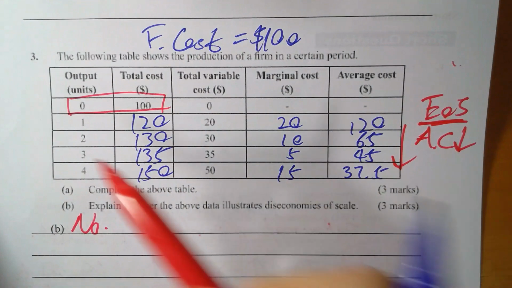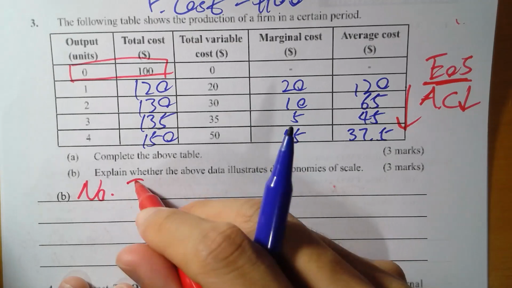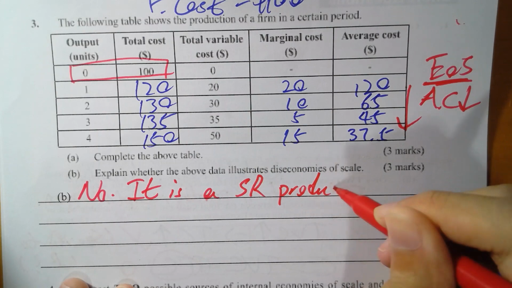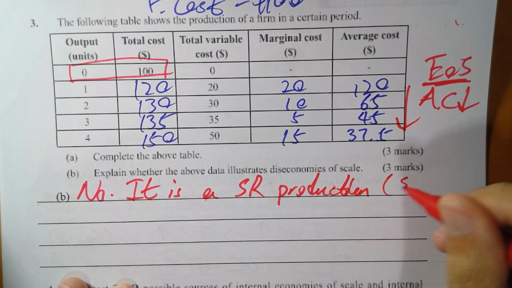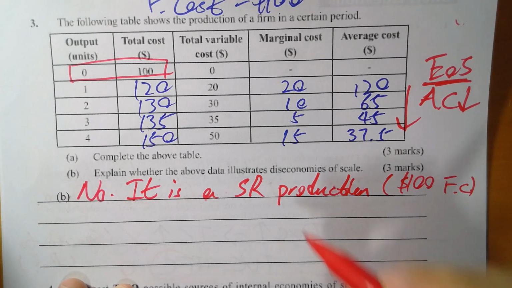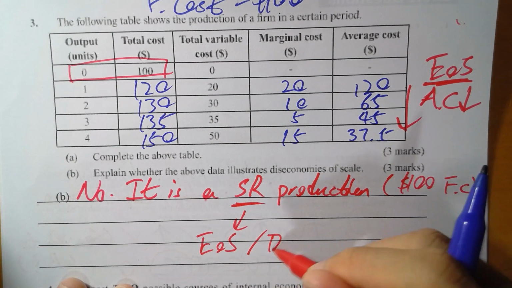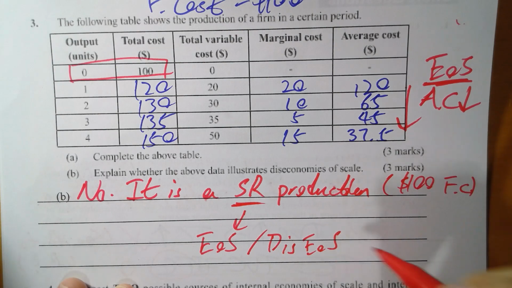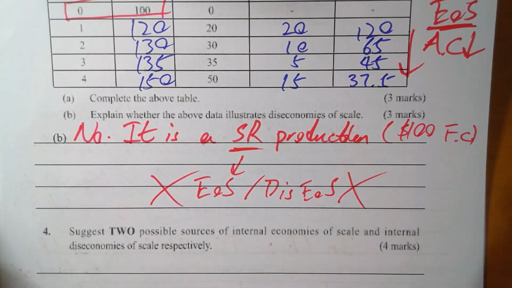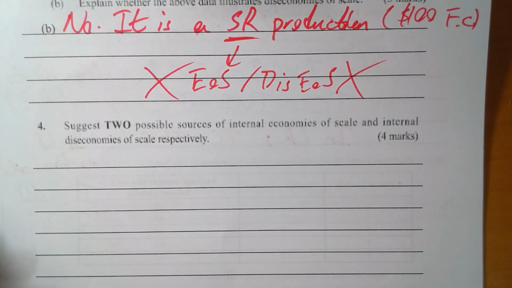Actually, even without filling in the table, we can already see the answer. The reason is simple. It is a short run production, as there is $100 of fixed cost. Short run, so can we use EOS? No, you cannot, because both only apply in the long run. That's it, easy. Now, next one.